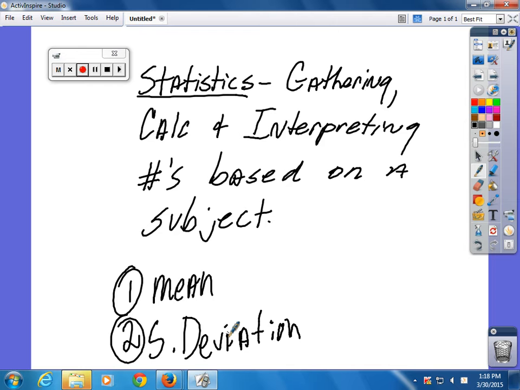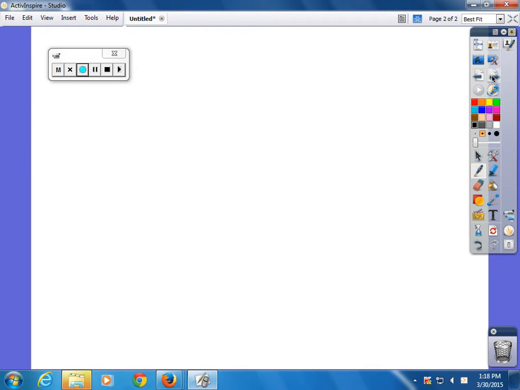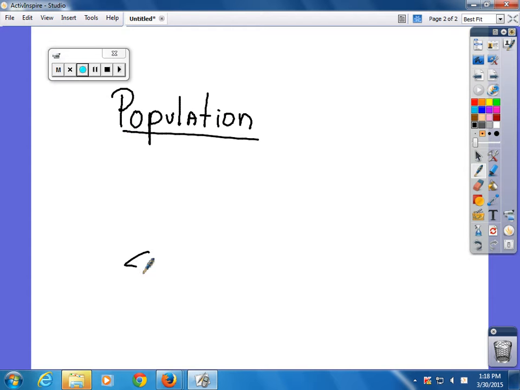Now, as we talk about mean and standard deviations, what do they look like? Well, with statistics, there's two groups that you're going to be working with. There is the population and the sample.